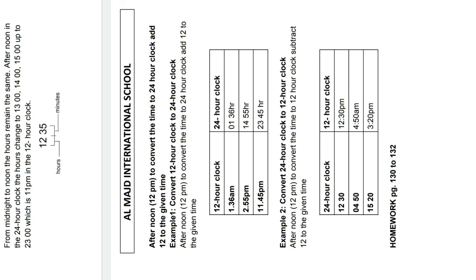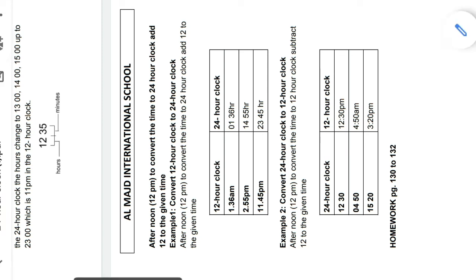15:20. Now see, this is after 12 PM. So you will subtract 12 from 15. So it will be 3:20. Girls, if you see anything like after 12, 13, 14, 15, then you will simply subtract 12 from it and add PM to it.